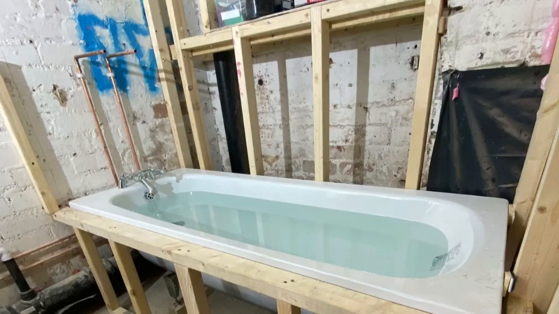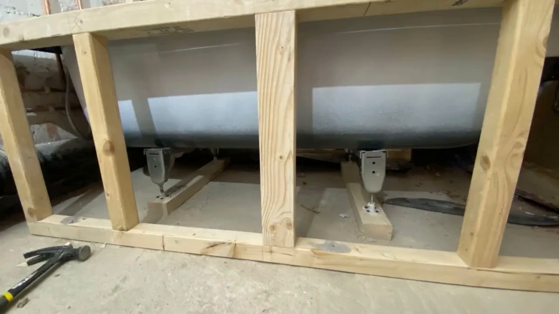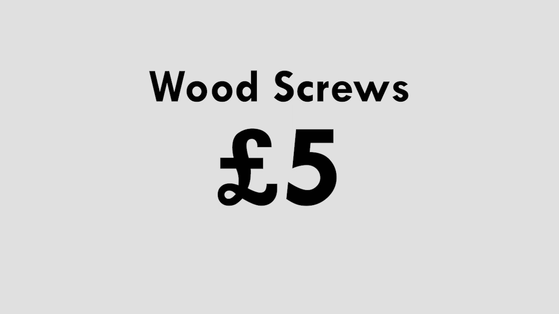Okay, then we move on to the CLS timber. Now all that stud wall that you can see as we're putting this bathroom together, that's CLS timber that we're using. I'm going to put £60 for that. Also wood screws and masonry screws if you've got any bricks on show and you need screws for that. Now I'm going to put £5 just for the screws that I use, because it's only a minimal cost, but every expense counts towards the total figure at the end.